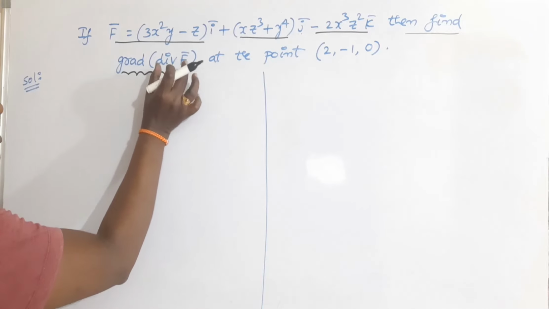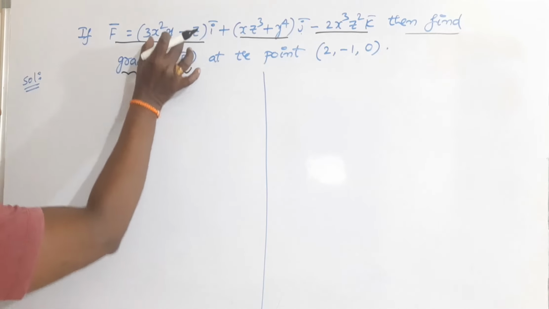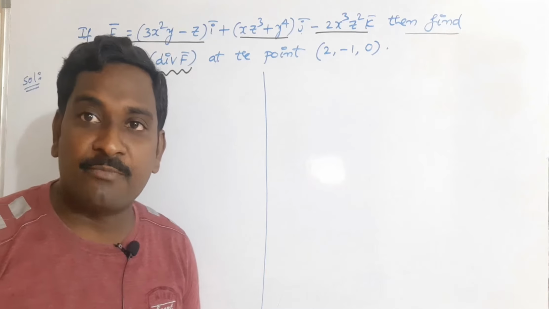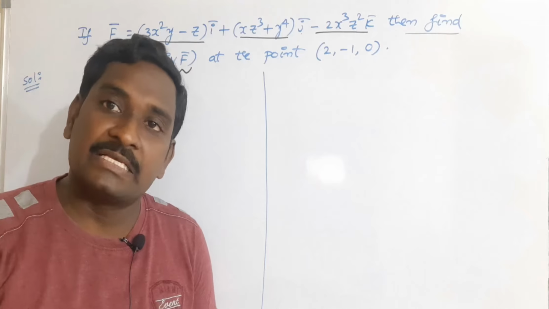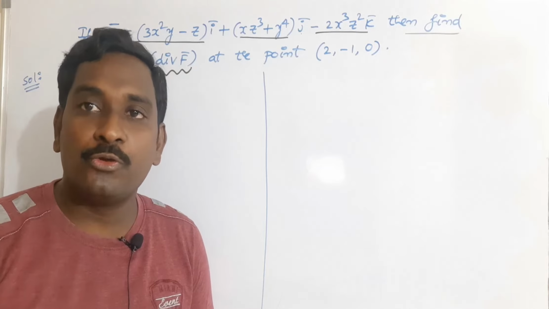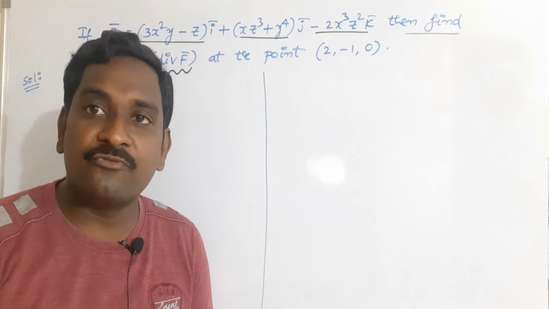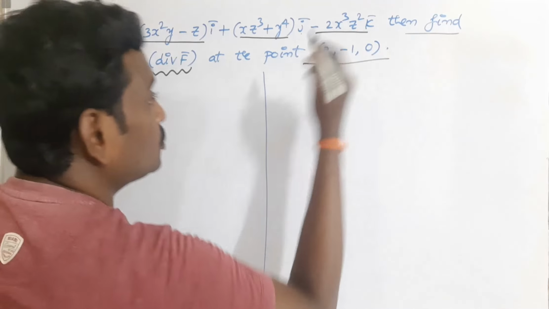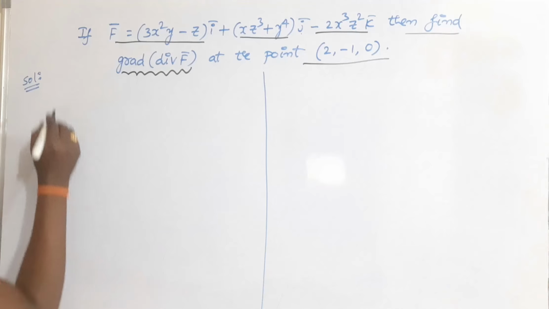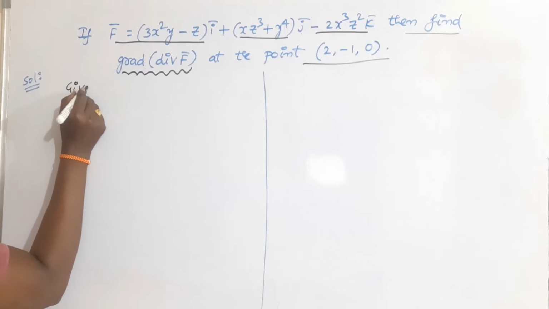So first of all, we have to find out the divergence of the given vector point function f bar. Already we know that the divergence of a vector point function is a scalar point function, so you can easily find out the gradient of a scalar point function, at the particular point (2, minus 1, 0). So write the given function.